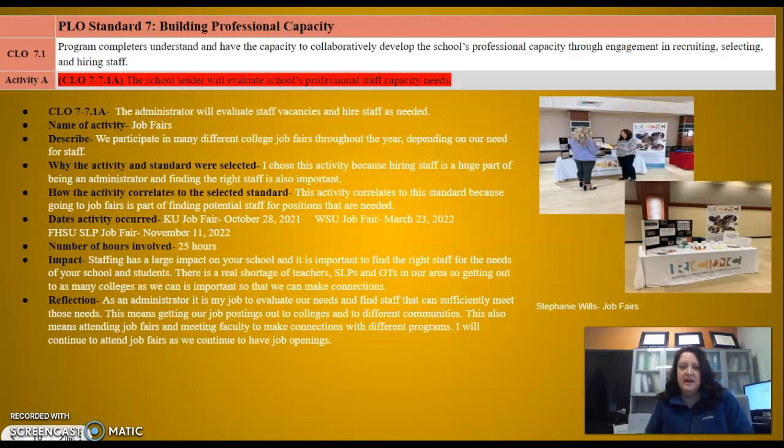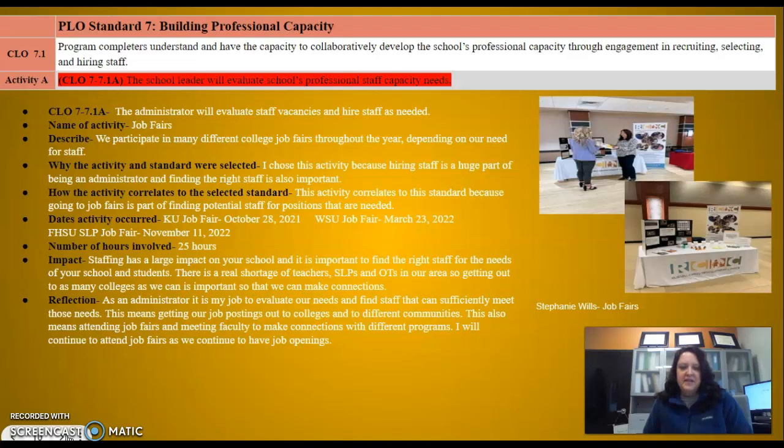I chose this because hiring staff is a huge part of being an administrator, and finding the right staff is very important. This activity correlates with the standard because going to job fairs is an important part of finding potential staff for positions that are needed. Some of the job fairs that we attended in the last year: the KU Job Fair on October 28, 2021, the WSU Job Fair on March 23rd, 2022, and the Fort Hays State University SLP Job Fair on November 11th of this year. 25 hours were put in this year for job fairs, traveling and doing the job fair.